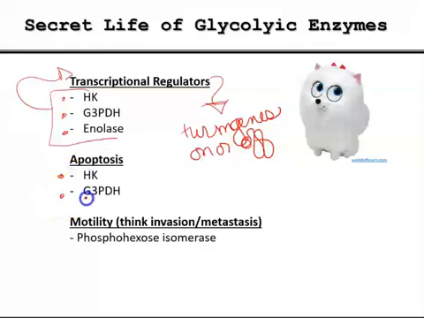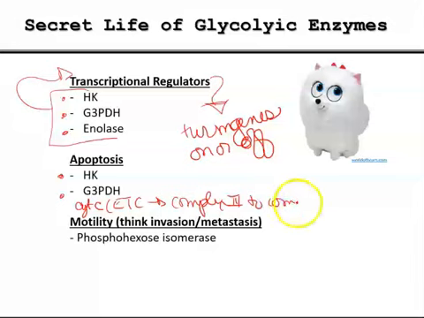Hexokinase and glyceraldehyde 3-phosphate dehydrogenase are important in apoptosis. And I want to add in here cytochrome C. Cytochrome C is important for shuttling electrons from complex 3 to complex 4 in the electron transport chain.